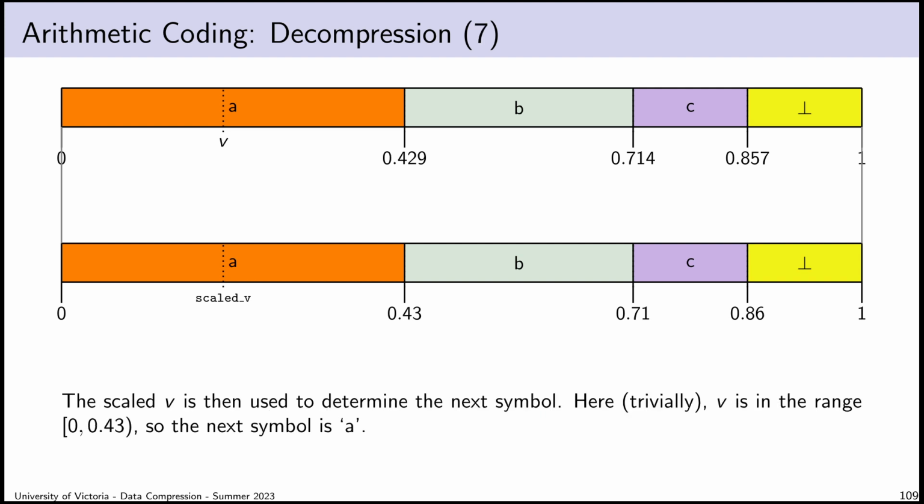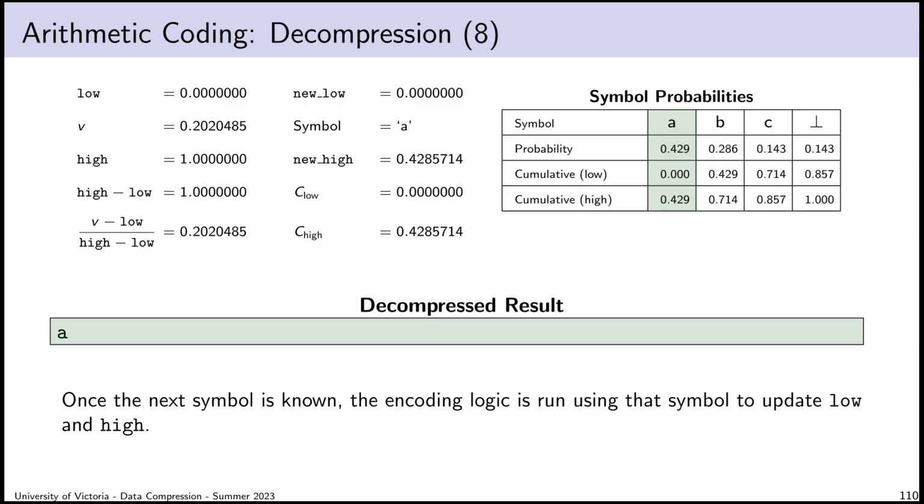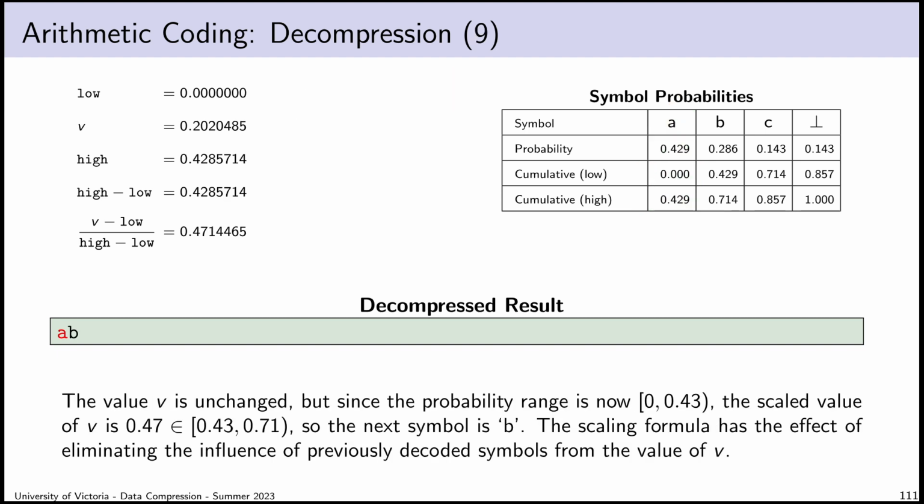So once I've scaled the value of v, I work out the next symbol based on that. So here, v is in the range for the a's, so the next symbol must be a. Okay, so I go grab the cumulative probabilities for a, and I perform one step of my encoding. Notice that my range is now low is 0, high is 0.42. Okay, so now I can talk about what that scaling actually did.